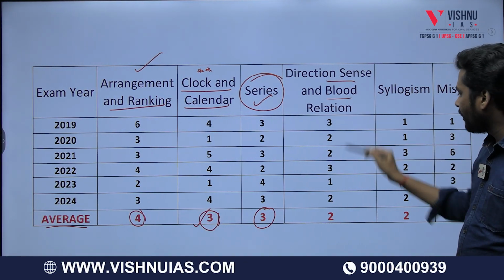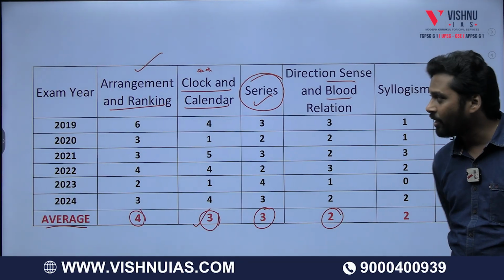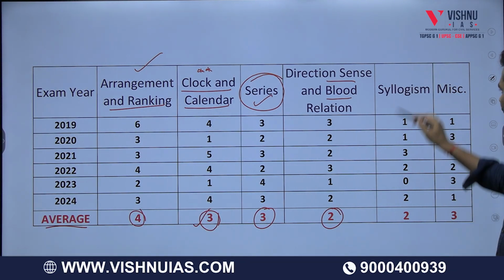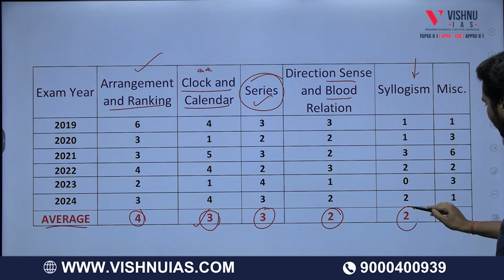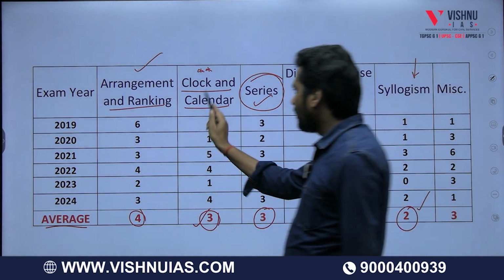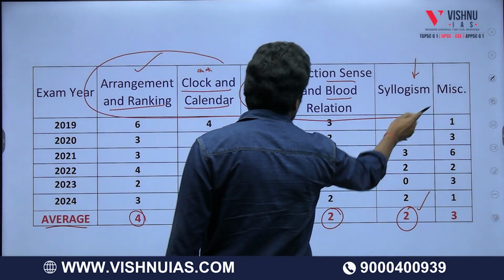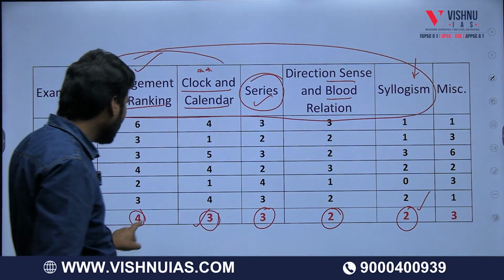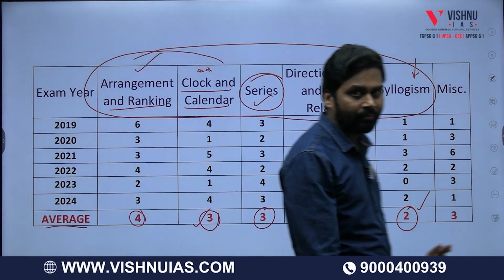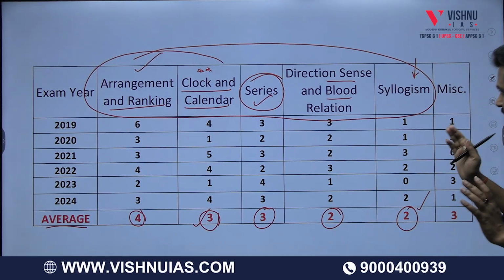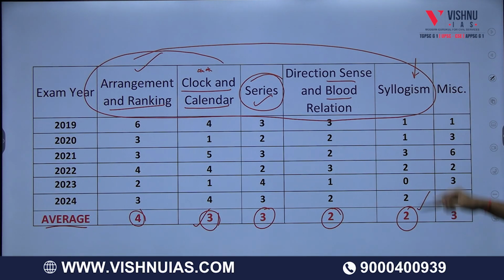Directions and blood relations, again minimum 2 questions we would expect from this. And syllogism, again 2. Definitely every year we have on an average 4, 3, 3, 2, 2. So that's why you give major importance to these topics. And some miscellaneous questions, 3 questions are given on an average.